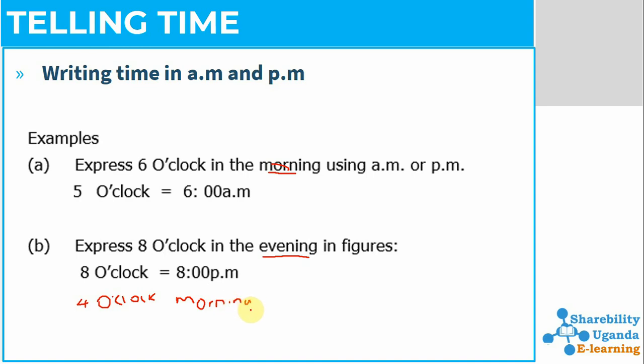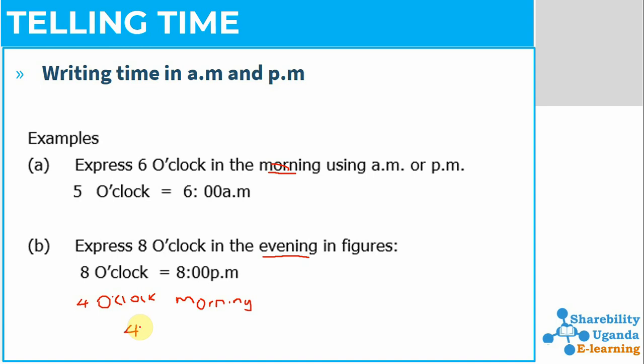Okay, so when they say express 4 o'clock in the morning, how would you write this? Remember, they have talked about morning, but for us to indicate that it was the morning, we have to put AM. To show that it was in the evening, we have to put PM. So that means we shall be able to write our 4 in this way.